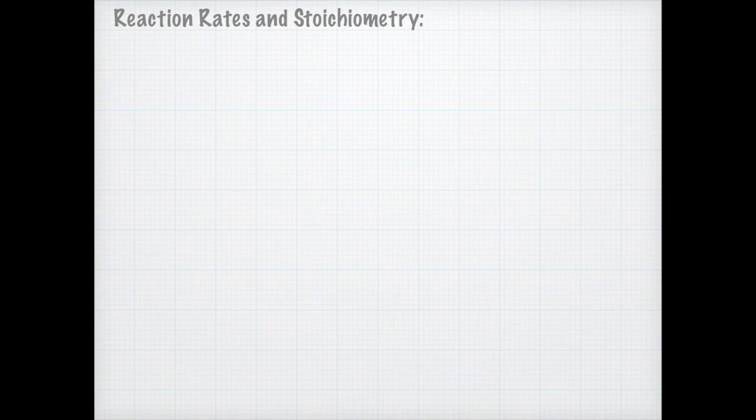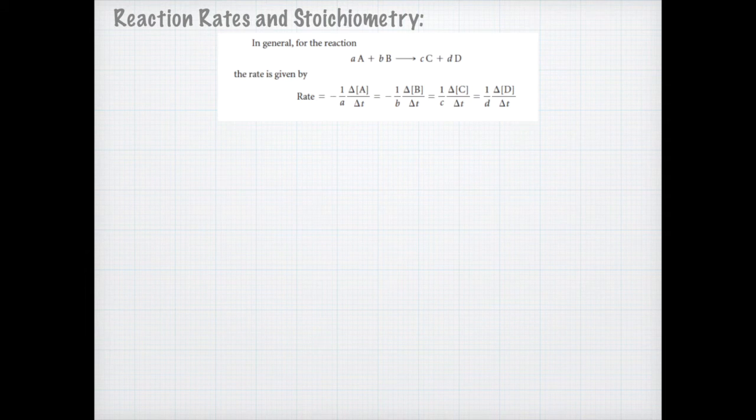So let's actually look at reaction rates and how we can use our stoichiometry in order to determine reaction rates. Well, in this reaction here, the rate of disappearance of A is going to be the negative 1 over a, the little a being its coefficient, times its rate, equals negative 1 over b times the rate of B, equals 1 over c times the rate of C, which equals 1 over d times the rate of D. So this is how we use stoichiometry in order to determine the rate.